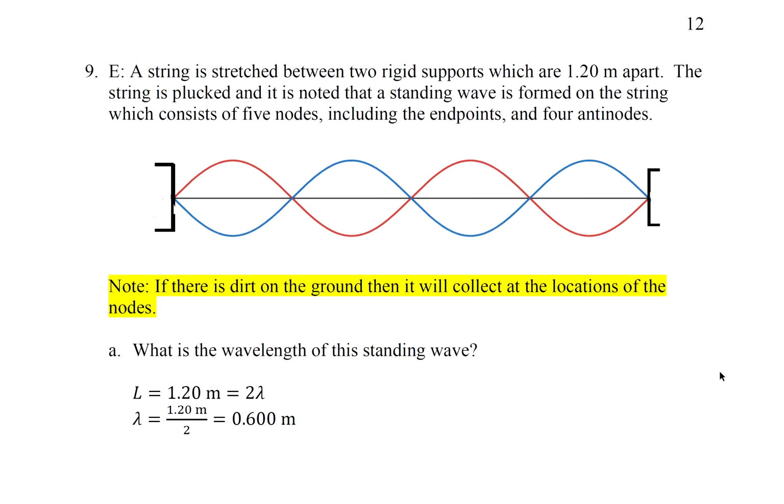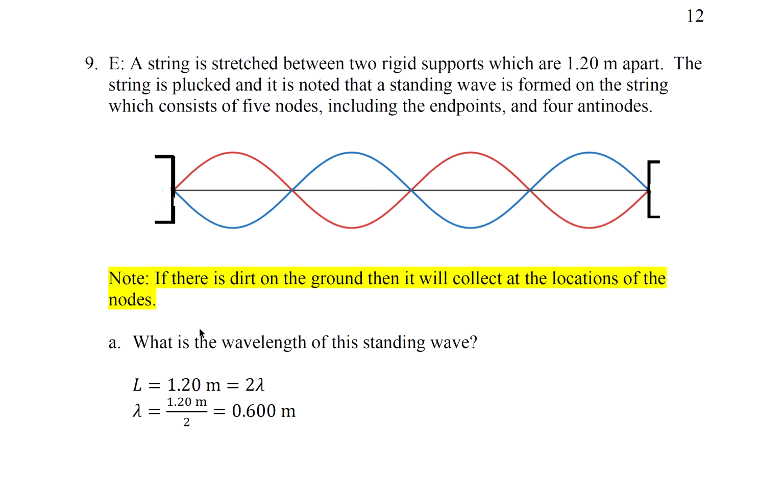So here's a note. If there is dirt on the ground, then it will collect at the locations of the nodes. So imagine we put some dirt on the ground. Where we have the antinodes, the dirt's going to be pushed left and right. So we end up getting dirt just where the nodes are on the bottom.